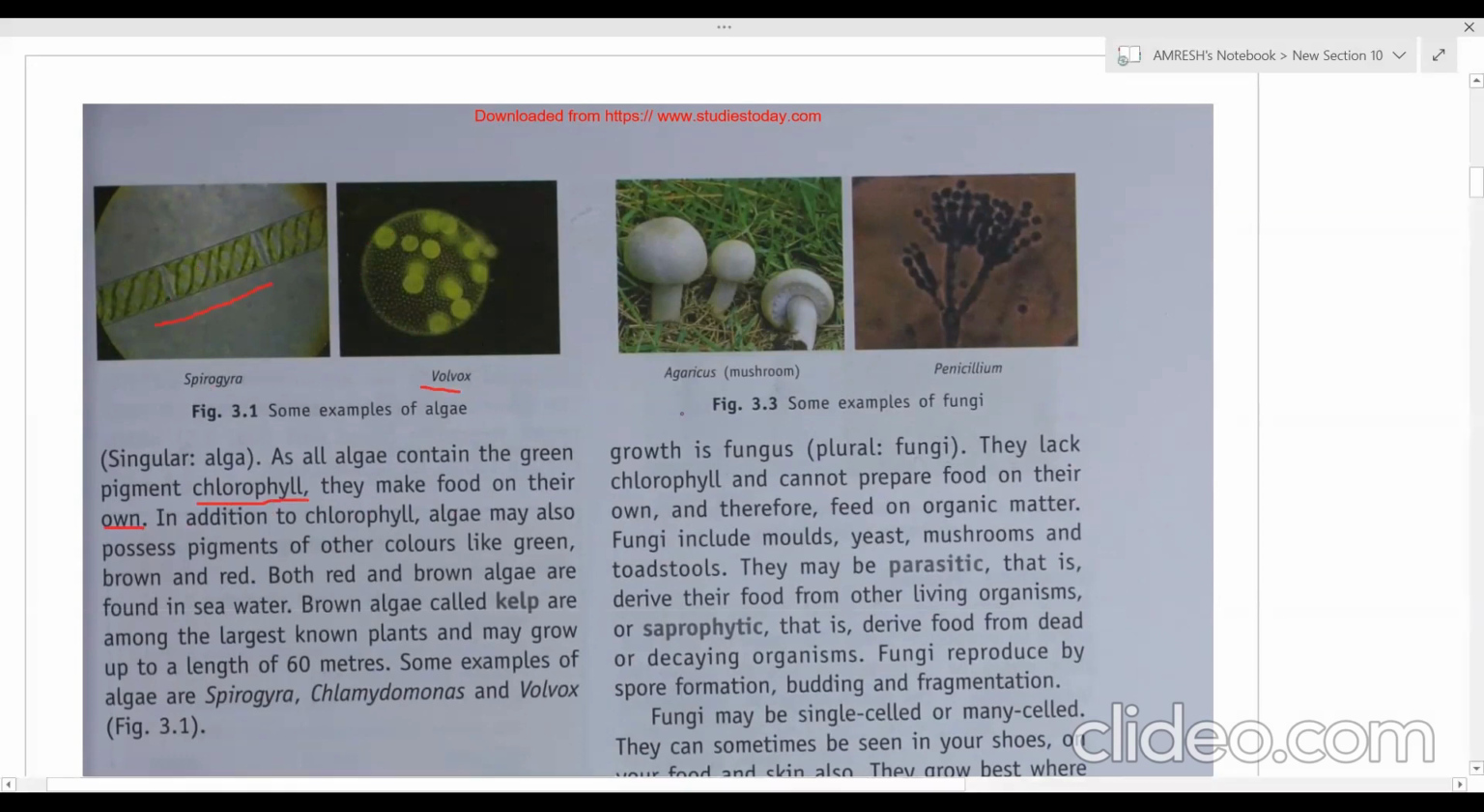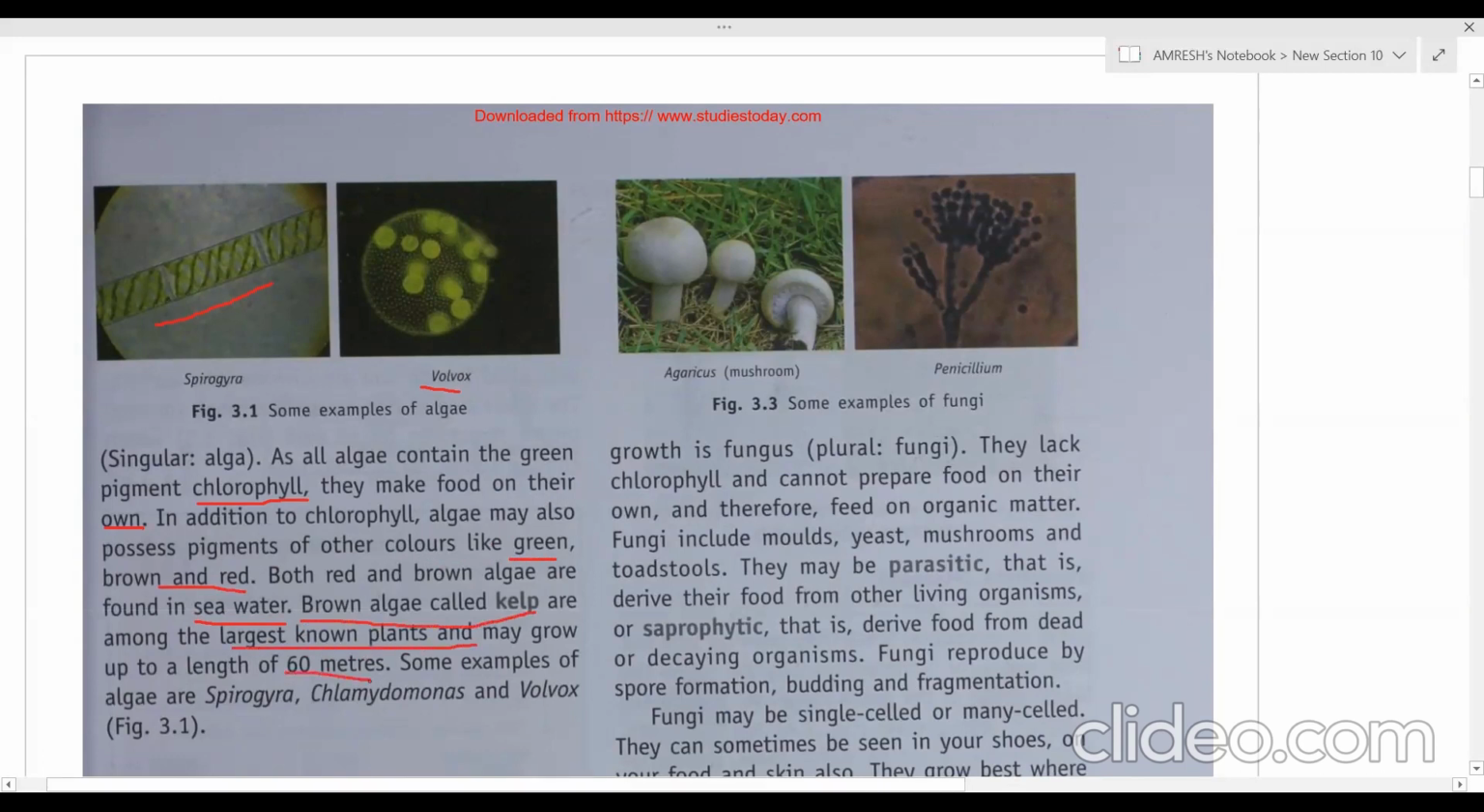In addition to chlorophyll, algae may also have other colors like green, brown, and red. Both red and brown algae are found in seawater. See, algae are of three colors. Green color, your red color, and brown color. On the basis of color, they are also given different scientific names, chlorophyceae, phaeophyceae, and rhodophyceae, but it is not important for you now. Brown algae are called kelp. This one is important. What we call brown algae, kelp, are the largest known algae and may grow up to 60 meter.